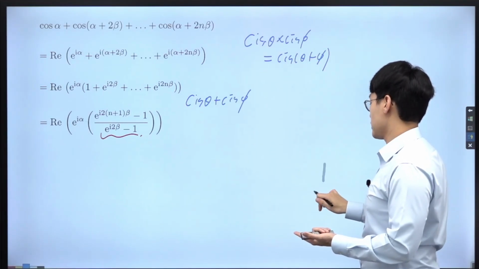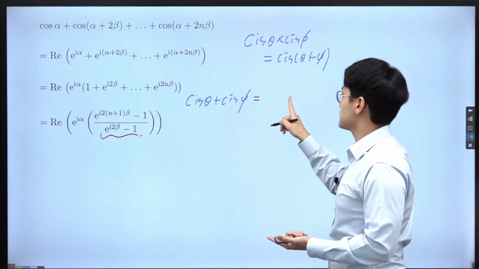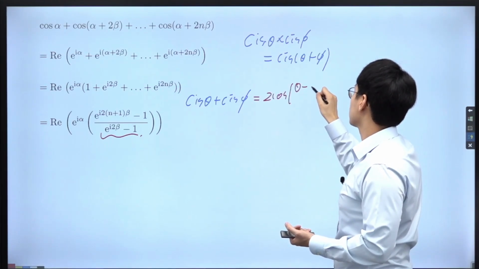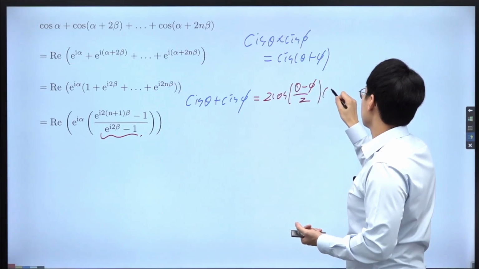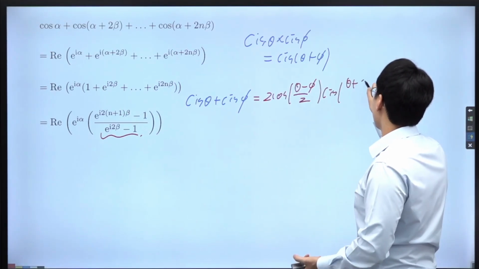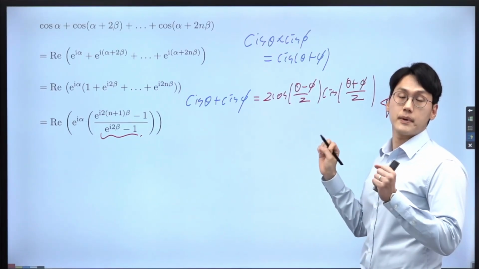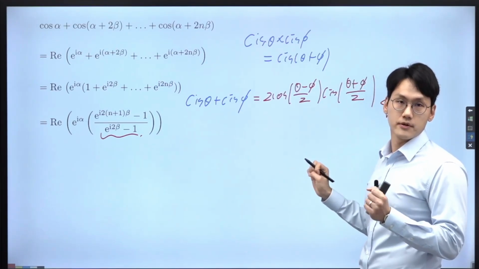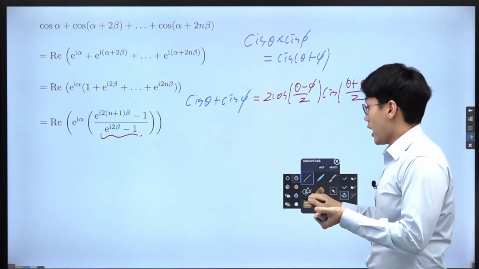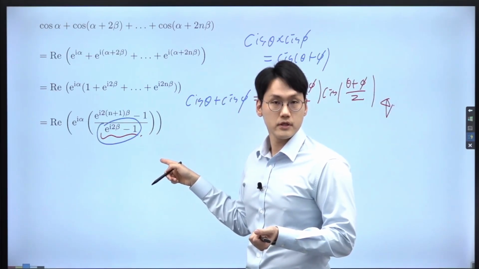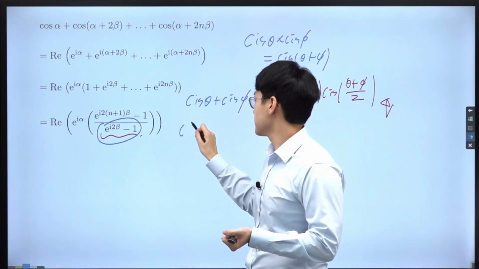Okay, but if I could quickly show you the formula, you can do this as 2 cos((θ minus φ)/2) cis((θ plus φ)/2). So that's a sum of complex numbers. It appeared many times in the recent exam. Please learn this method, okay? And therefore, for example, the denominator, you can actually convert that into a sum of complex numbers, right? That's just the cis 2β, right?